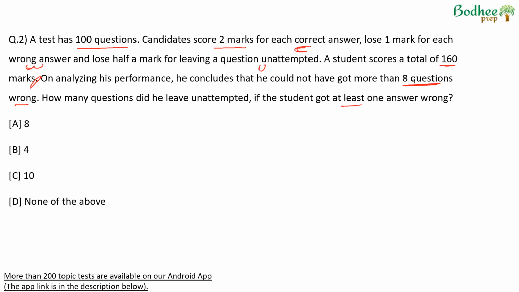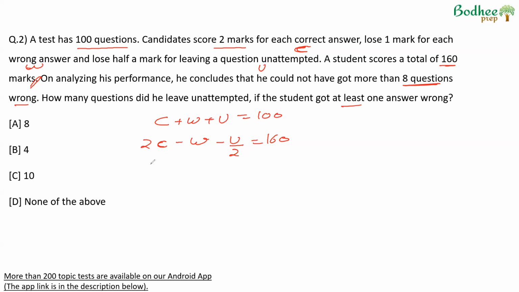So W has to be at least 1, greater than or equal to 1, and less than or equal to 8. Now, the questions will be either correct or wrong or unattempted. This will be the total number of questions, 100. And for every correct answer, you get plus 2. So score becomes 2C. For wrong, you lose 1, so we subtract W. Unattempted, we lose half a mark. So U into minus half, which is -U by 2. This will be the total score for the student, which is 160.